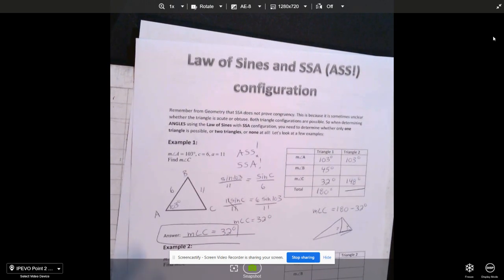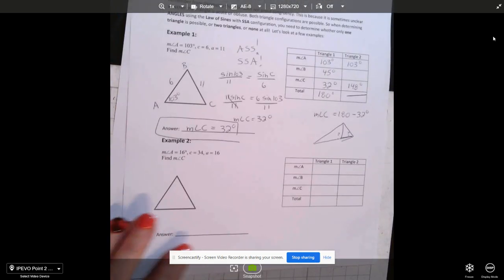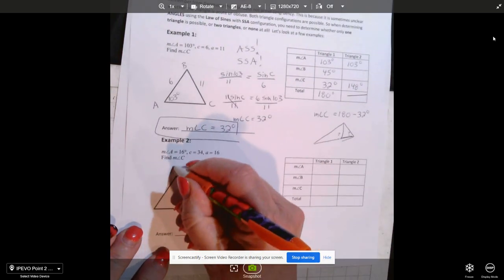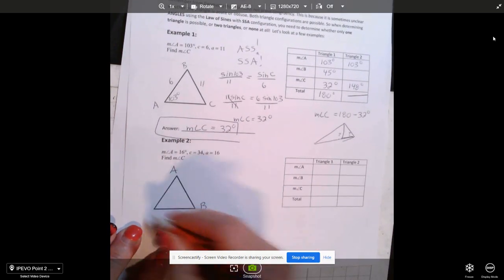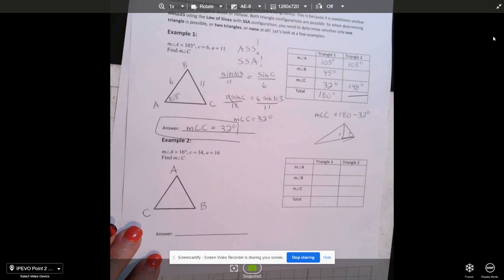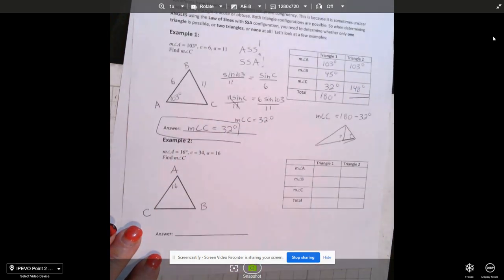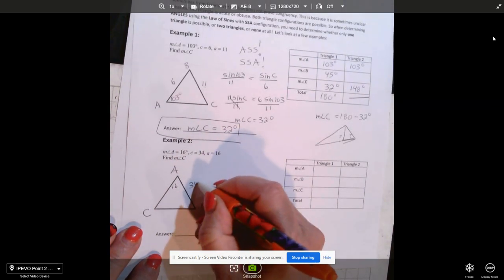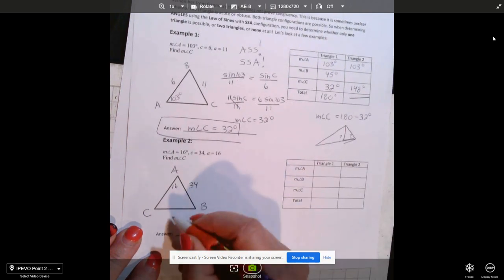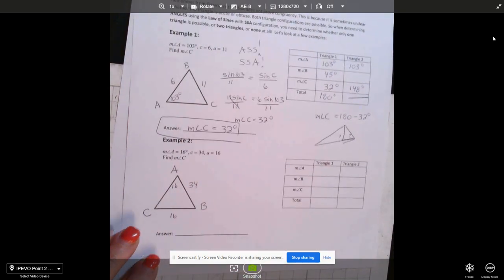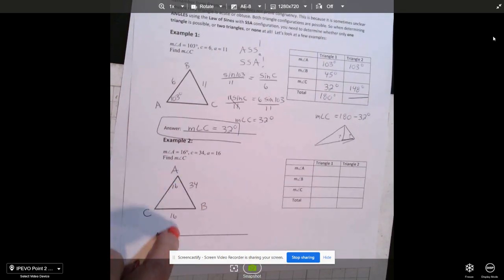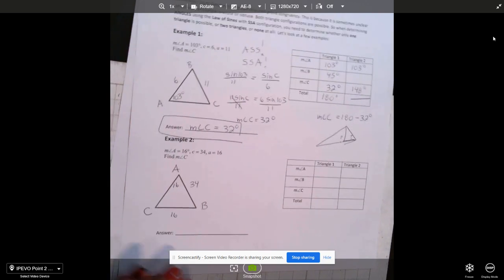All right, let's work through the next one. All right, again, this time I'm going to label a little differently just to show you it doesn't matter. I'll go A, B, C that way. The measurement of A is 16, C is 34, and A is also 16. Again, I have the angle side configuration, so I know I'm going to have to be careful. I'm going to have to consider not only the answer I get, but I'm going to have to consider 180 minus the answer I get.